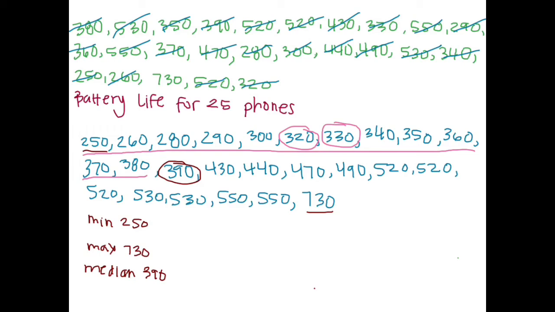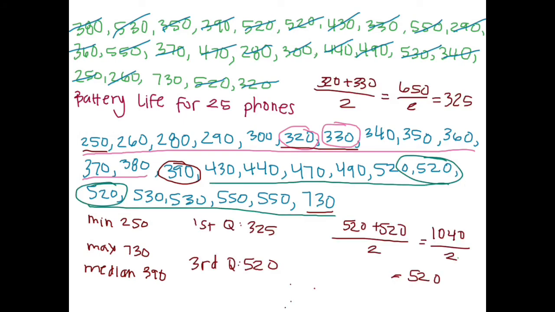So in order to find the first quartile, I have to take the average or find the mean of the two numbers right there. So 320 plus 330 divided by 2 gives me 650 divided by 2, which is 325.